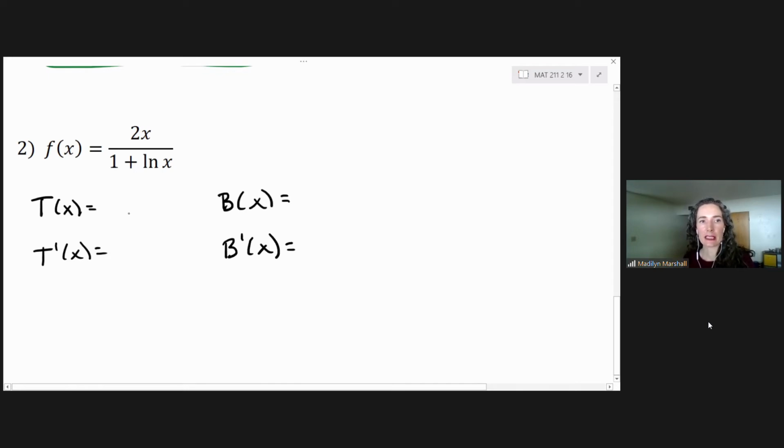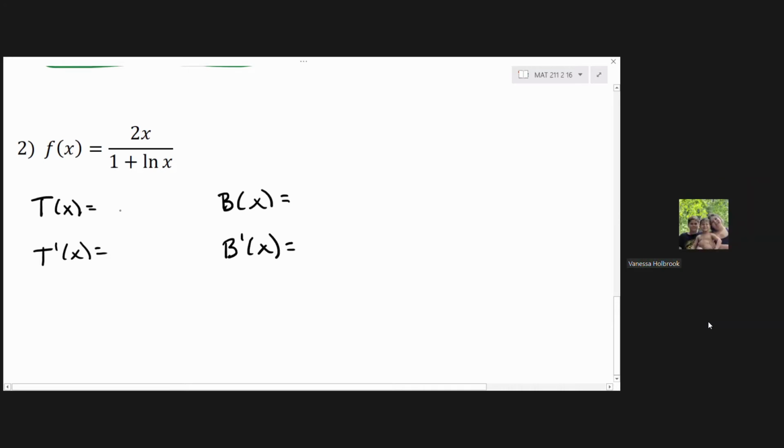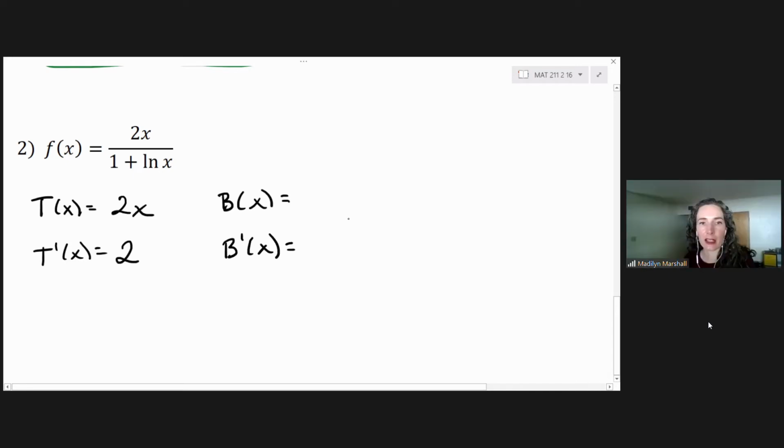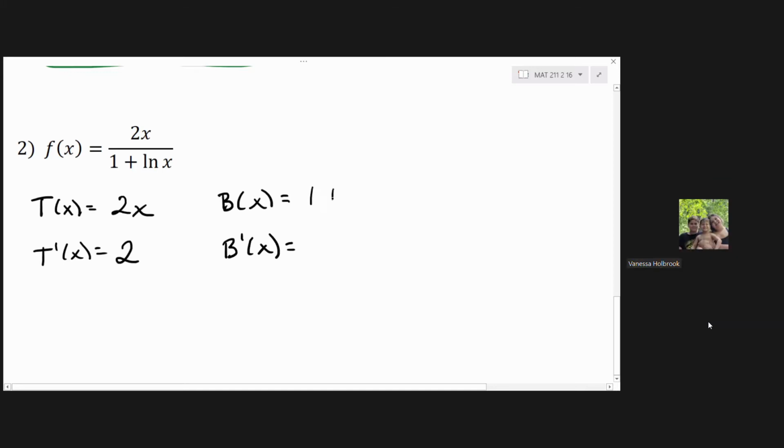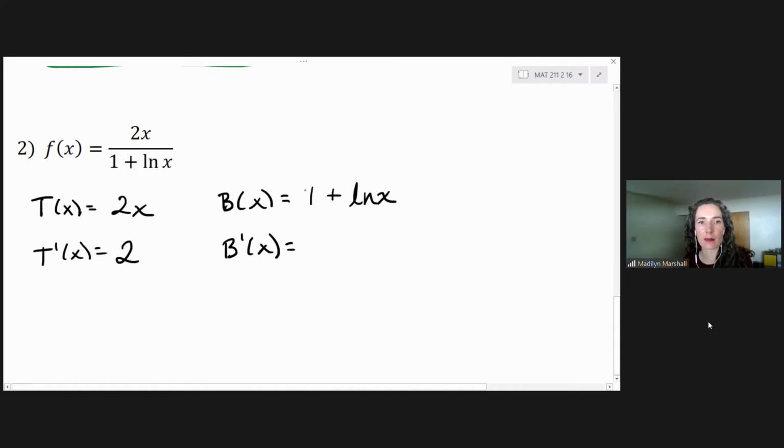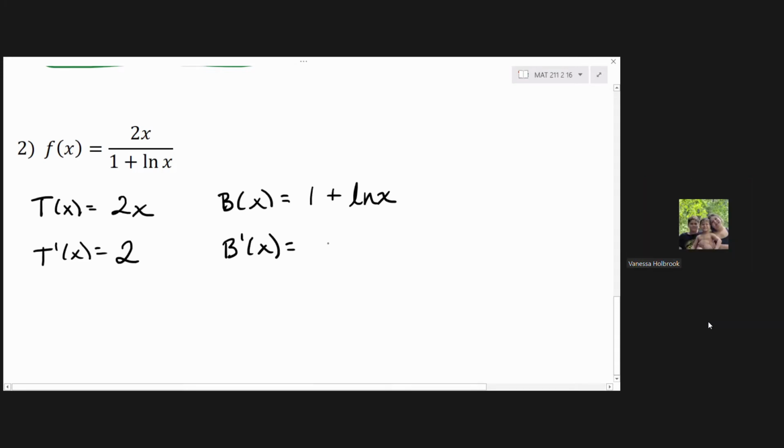Okay, what is our T and T prime here? 2x and 2. Yes, exactly. All right, and what is our B? 1 plus natural log x. Yes, exactly. And then what's our B prime? 1 plus 1 over x.